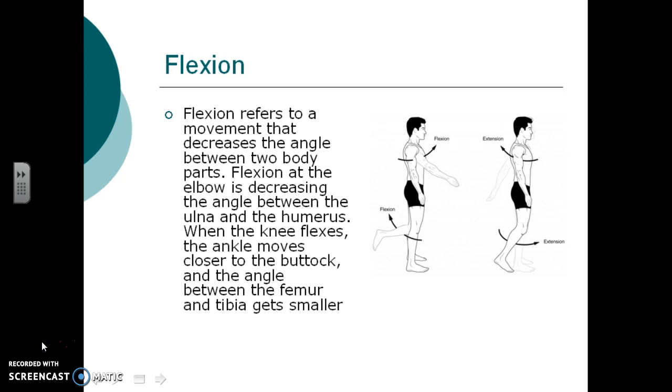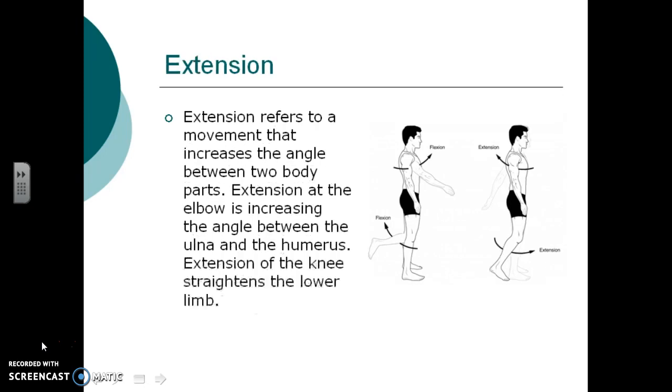But flexion refers to the movement that decreases the angle between two body parts. Flexion at the elbow is decreasing the angle between the humerus and the ulna. When the knee flexes, the ankle moves closer to the buttocks, and the angle between the femur and the tibia gets smaller. So you see in the diagram where flexion of the knee means the heel is coming up towards the butt, and flexion of the arm or elbow means that the lower arm is becoming closer to the upper arm. Extension is the exact opposite.